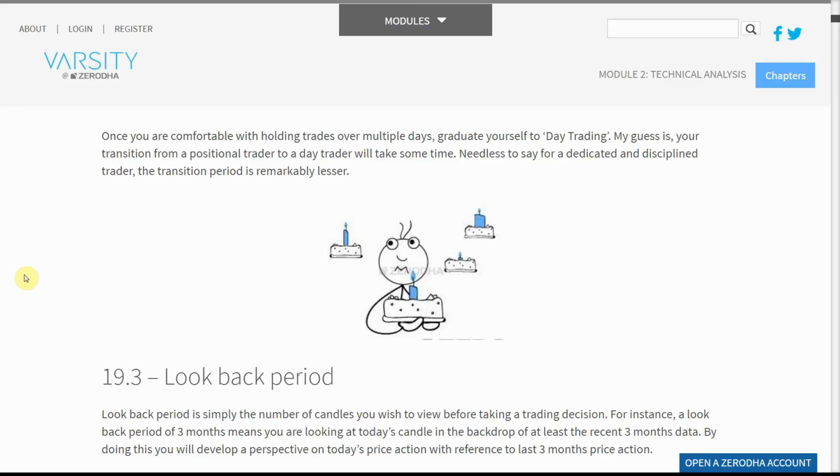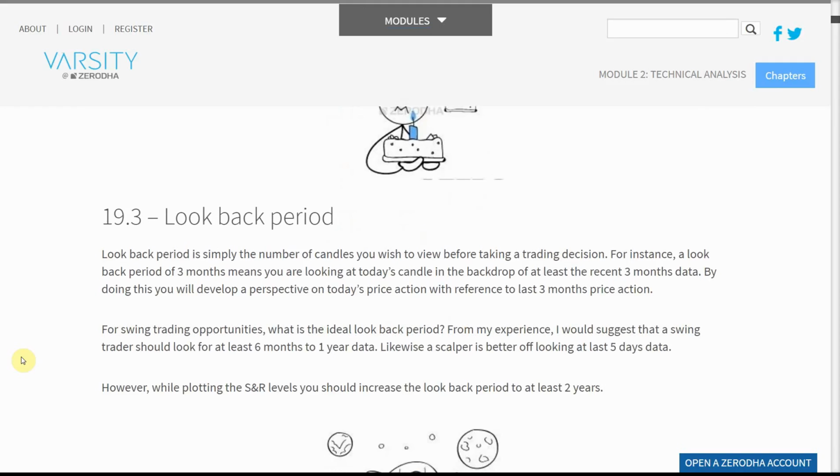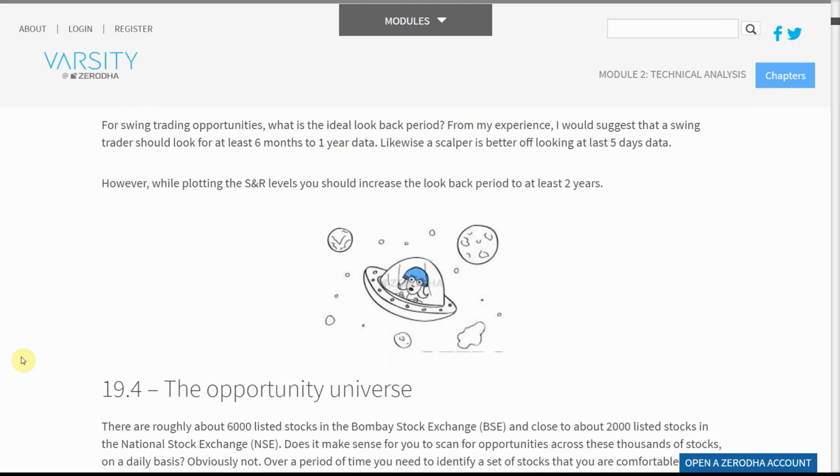For swing trading opportunities, what is the ideal look-back period? From my experience, I would suggest that a swing trader should look for at least 6 months to 1 year data. Likewise, a scalper is better off looking at the last 5 days data. However, while plotting the S&R levels, you should increase the look-back period to at least 2 years.